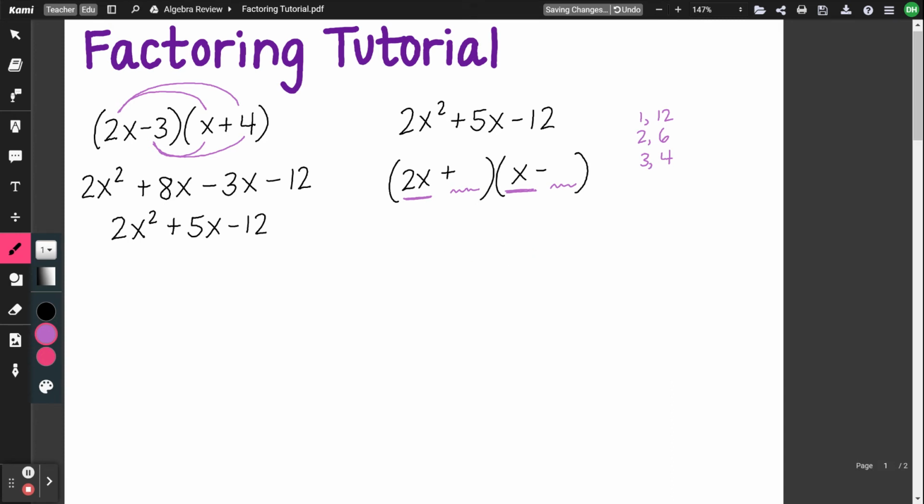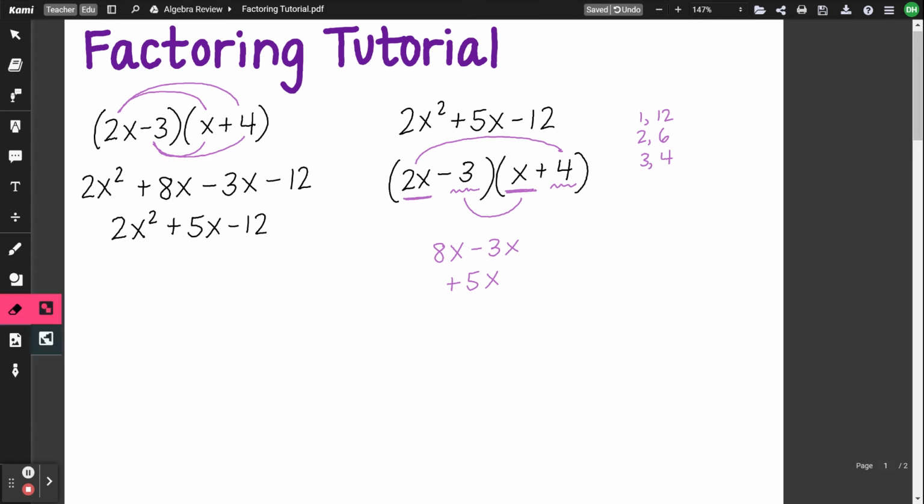Okay, there we go. So I'm going to go with negative 3 and positive 4, and let's think about why that works. Now, 2x times 4 is 8x, negative 3 times x is negative 3x, and that does combine to give me positive 5x. So now I've written an expression in factored form that's still equivalent to the original.